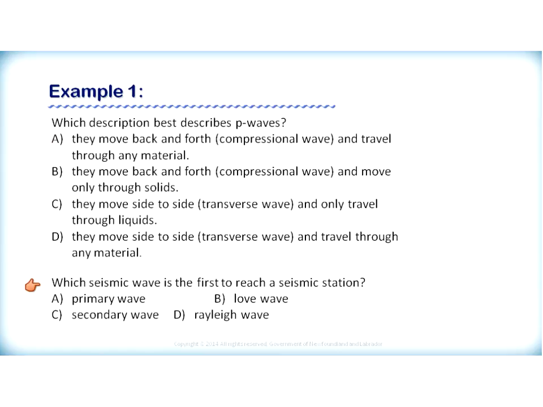The second question reads, which seismic wave is the first to reach a seismic station? So the first seismic wave to reach a seismic station will be the fastest. And the fastest wave will be the primary wave. It travels at 6 kilometers per second and is the first to reach a seismic station.